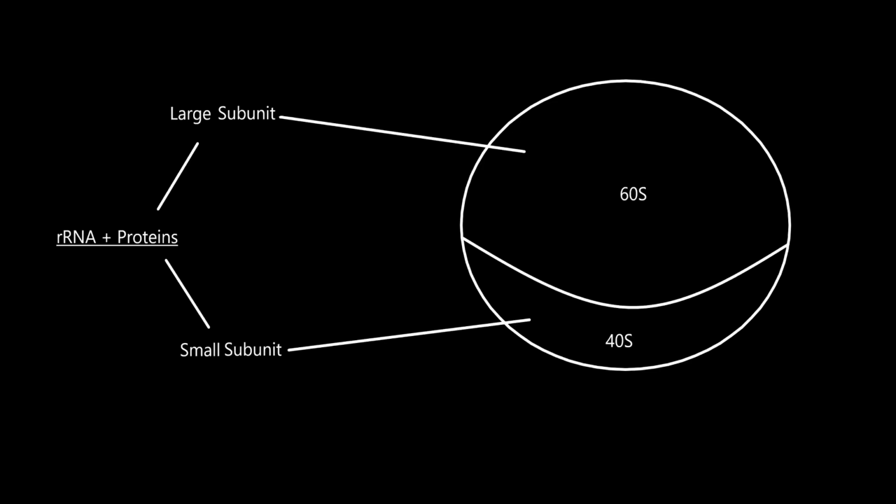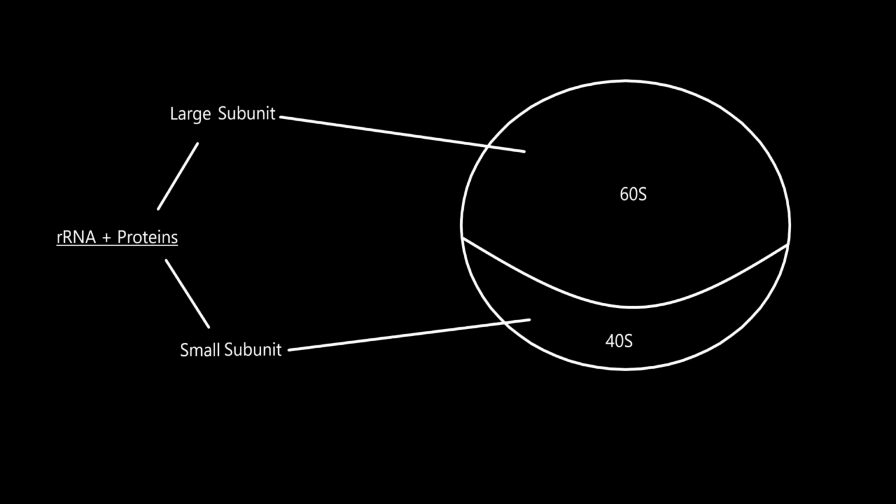This is the simplified structure of a ribosome. There's a large subunit on top and a small subunit underneath. They both consist of rRNA, the ribosomal RNA. Remember that stuff that's produced in the nucleolus, in the nucleus. I made another video, it's episode 1 of the series. And proteins.